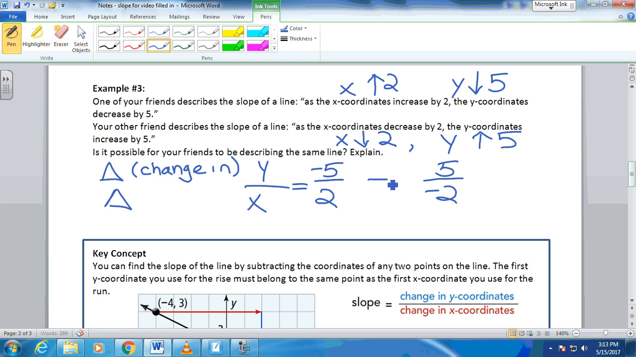And if you notice in both of these, they are actually equivalent, because remember that negative sign can float between the numerator and the denominator, and they end up being equal. So are they explaining the same line? They actually are.